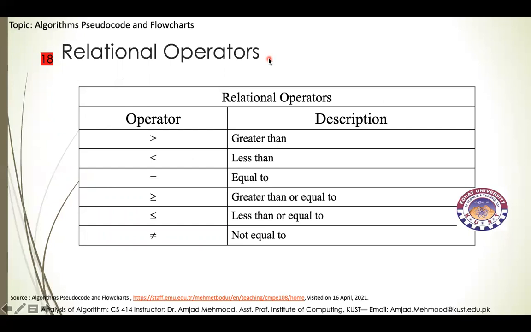Now relational operators. These are the operators which are available, and this is the description of why we use them. For example, this is the greater than operator, this is the less than operator. I think you know these, but for the sake of this slide, I'm just explaining all these operators: greater than or equal to, less than or equal to, and not equal to.